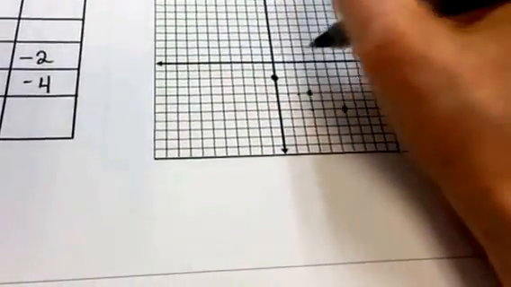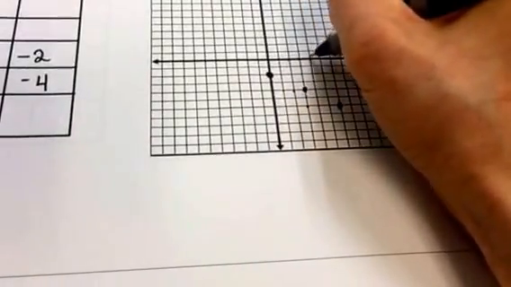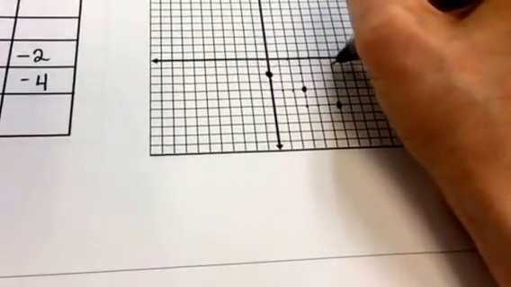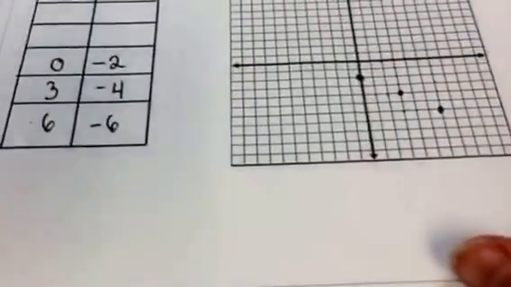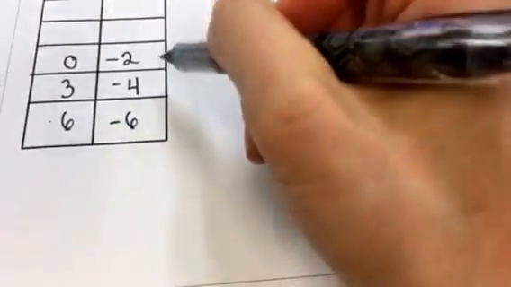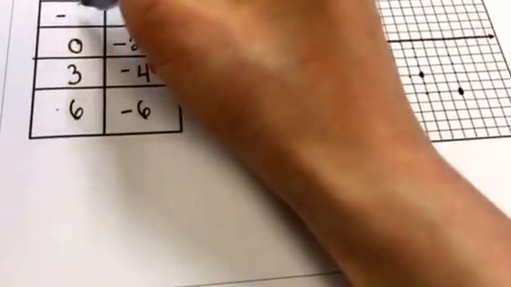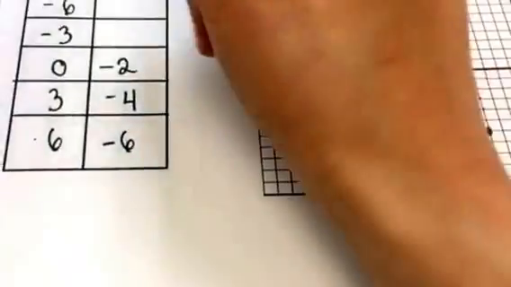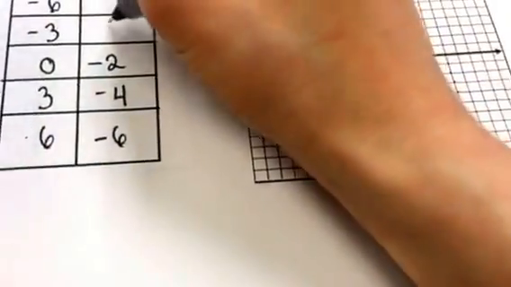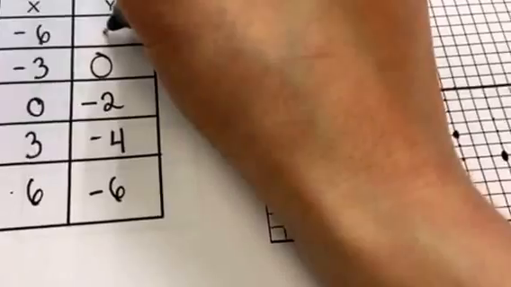I'm thinking this is probably going to be 6. 1, 2, 3, 4, 5, 6. So this is the point (6, -6). Okay, now I can see exactly what's happening here. These are going down by 2 and these are going up by 3. So that means this is going to be -3 and -6. And that means that this is going to be 0 and this is going to be 2.